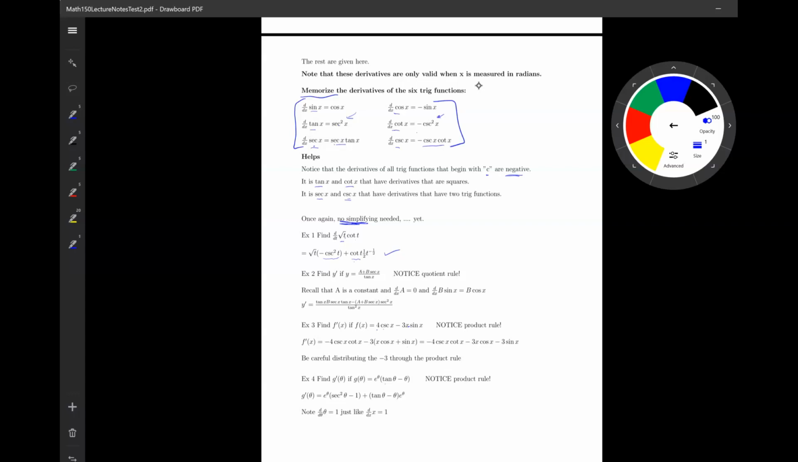So example 2 here, I've got a quotient. So I want to use the quotient rule on this. Just take a moment here. We know that a is a constant. So if I'm just taking the derivative of a, I get 0. If I'm taking the derivative of a constant times a function, you carry that constant along and you take the derivative of the function.